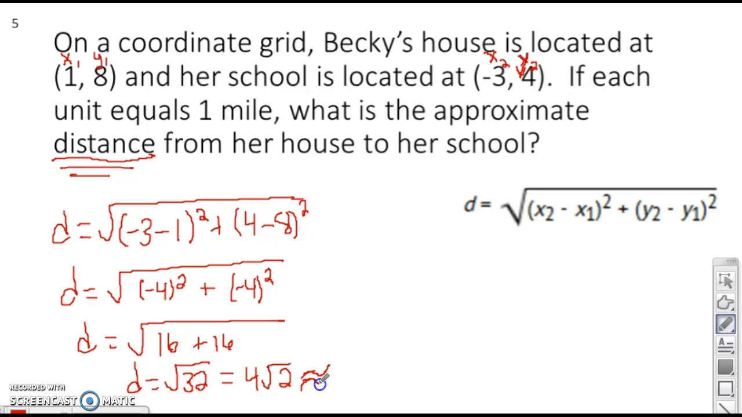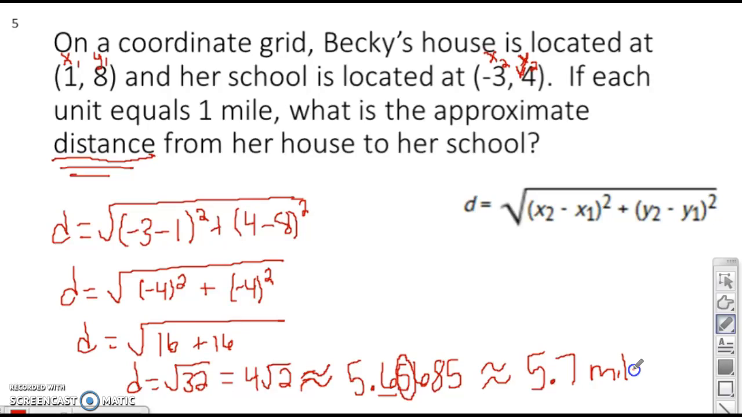So we're going to approximate it. So I'm going to put my approximation, and that's about 5.65685 miles. I'm not going to use that many decimals. I'm probably going to round it to the first decimal place. And so this 5 makes that 6 go up to a 7. So it's approximately 5.7 miles away. Her house is about that far from the school.